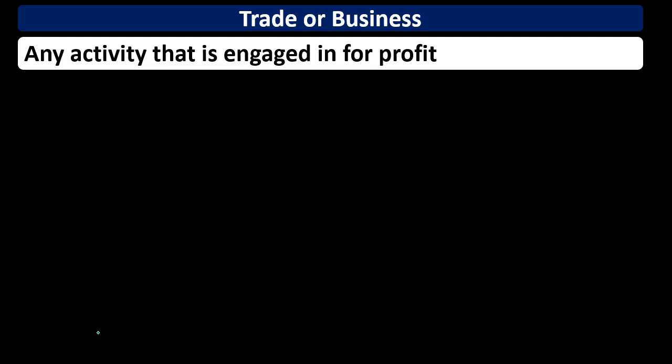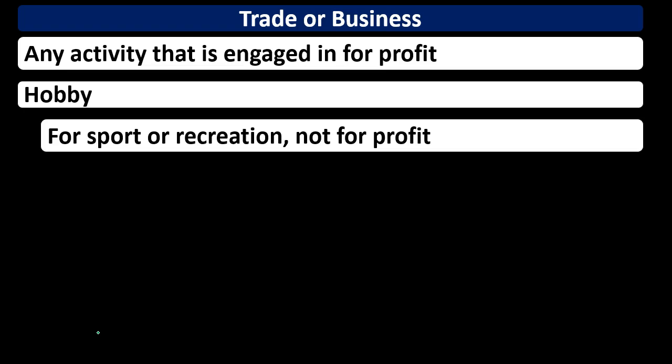This is not as easy a term as we would think because it's possible for us to get income from other items such as a hobby. A hobby is going to be an activity that is engaged in for sport, recreation, and not for profit. If we are considering an activity and trying to decide is it a trade or business or is it a hobby, really we're thinking about this for-profit motive.